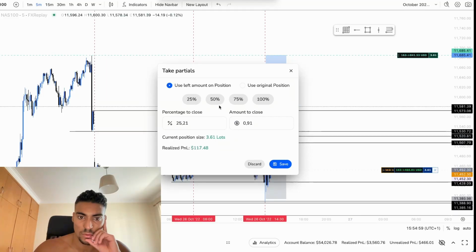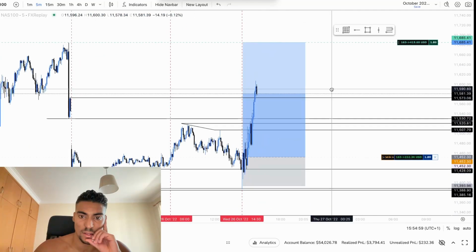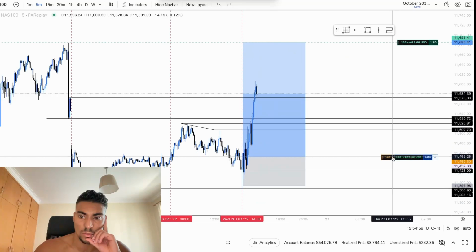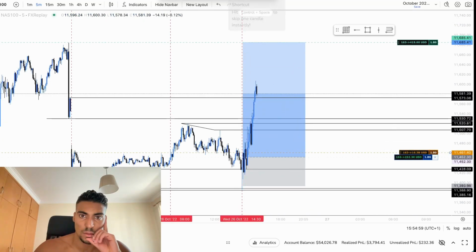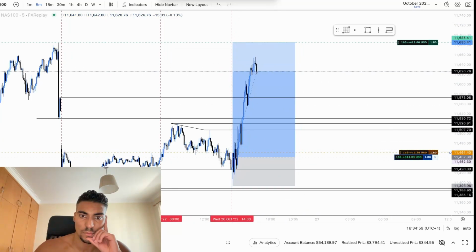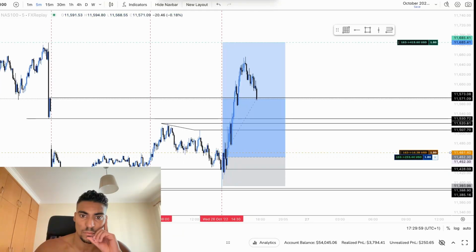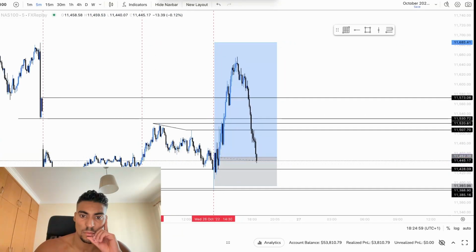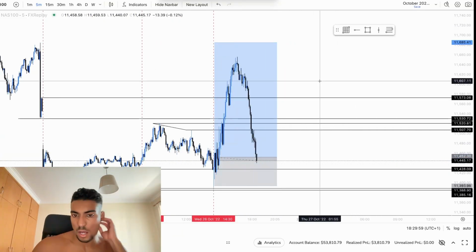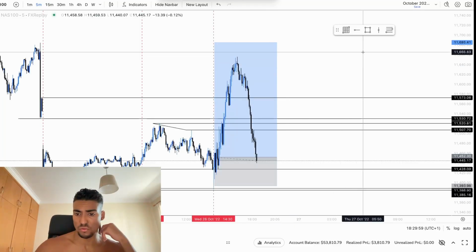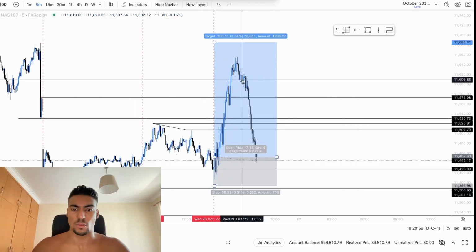Let's close 50% right here, or 75? Nah, 50%, and then let's keep the rest running to hopefully take profits. Stop at break even. So okay, nice. Yeah, that was a good trade. Not the best, of course, but not bad either.